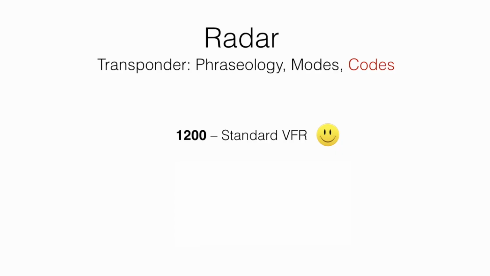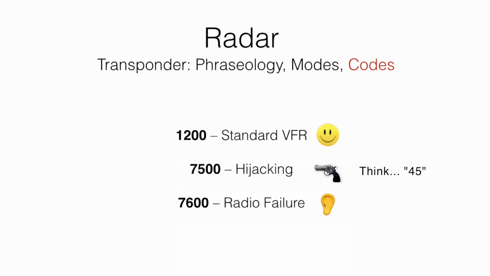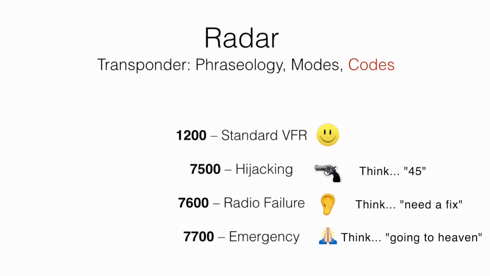In a nutshell, here's a quick way to remember your emergency squawk codes. 1200 is the standard VFR code in the United States and Canada. If you squawk 7500, think 45 as in a gun being used to hijack. 76, think need a fix as in there's something wrong with the radios. Then 77, think going to heaven as in we are in an emergency.